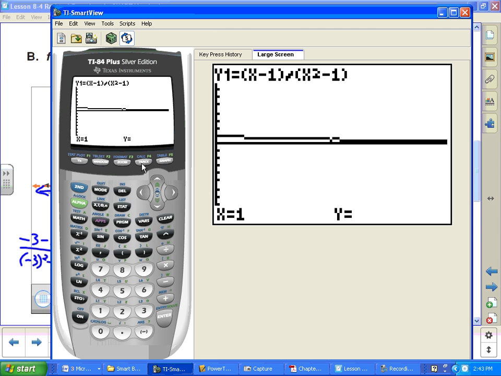Look at the numbers then, that when I go to the right, it's very close to 0.5. When I go to the left, it's very close to 0.5. So where that hole exists, that hole is actually at the point 1, 1/2. Okay, the x value is 1, the y value is 1/2, is where that hole is. We can actually find out where it is exactly.